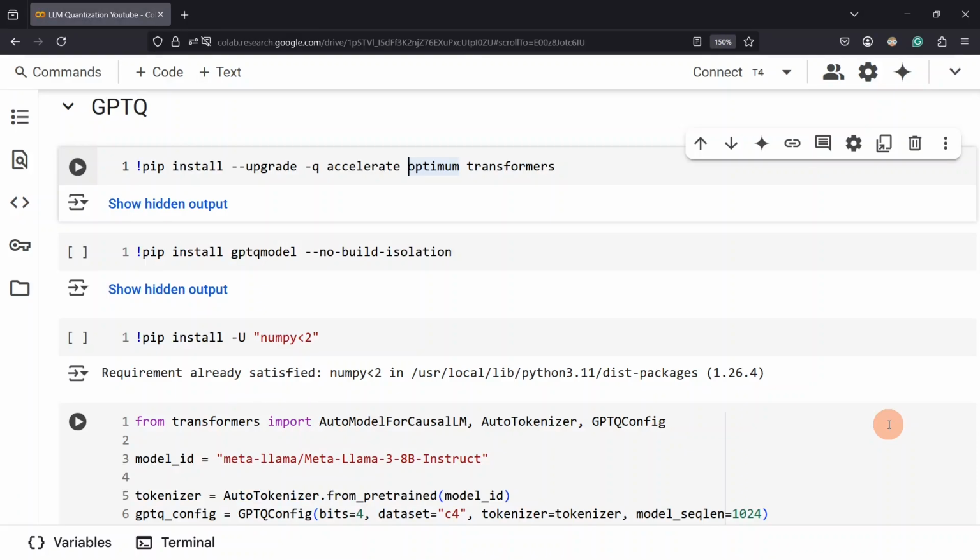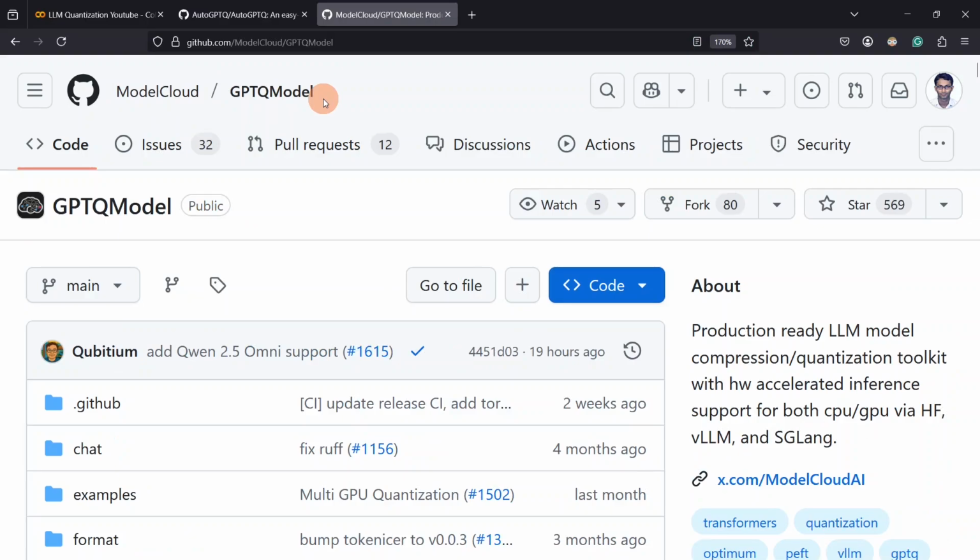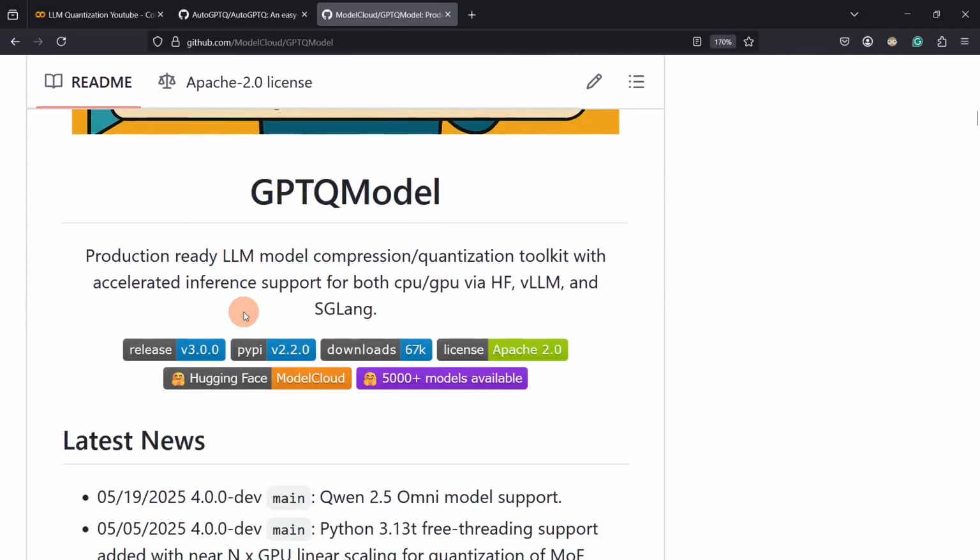Now let's try to benchmark Llama 3 using GPTQ. So for this in Colab, we install Accelerate, Optimum and Transformers. Then we install the GPTQ model. Before, the recommended package was Auto GPTQ, but they are deprecating that package and recommending this one, this GPTQ model. So we'll try to do this.